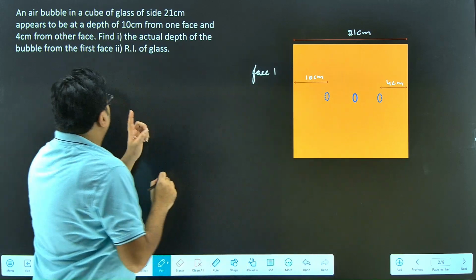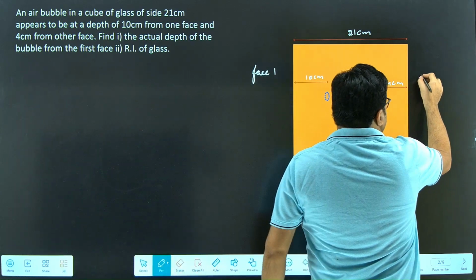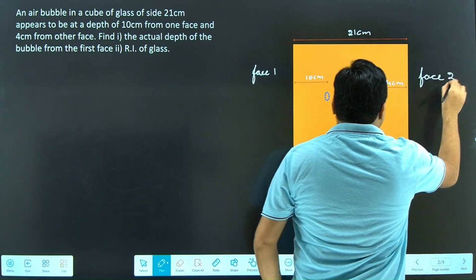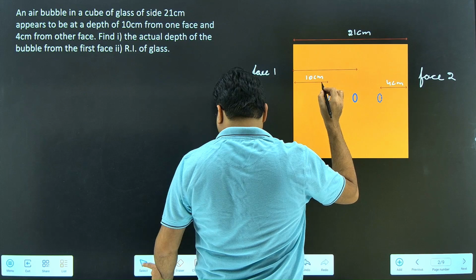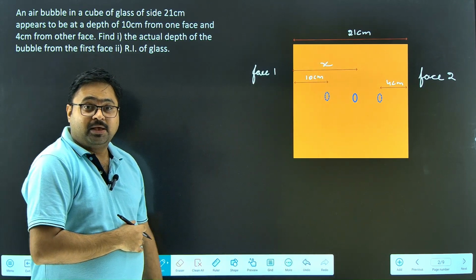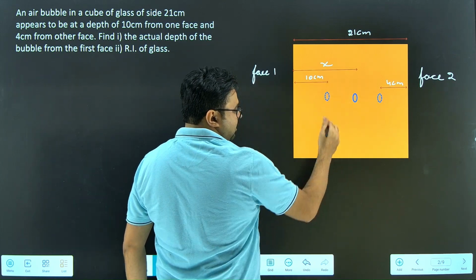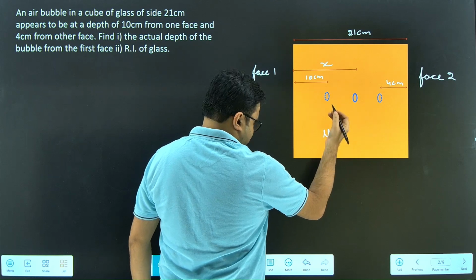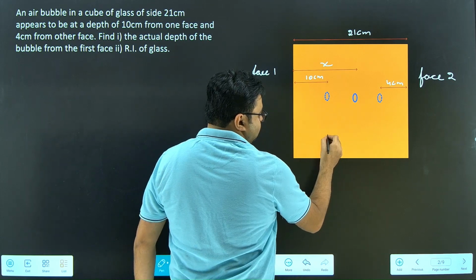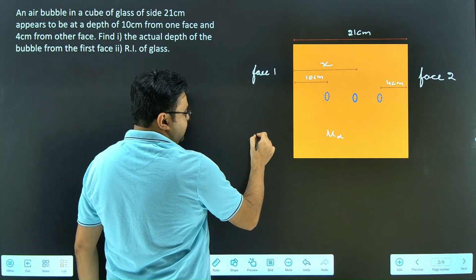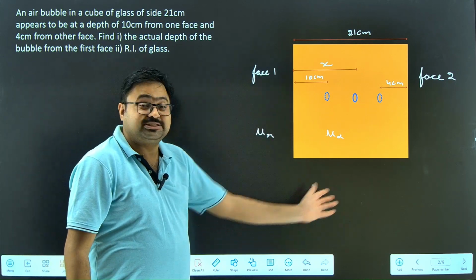My question is, what is the actual depth of the bubble from the first face? So this is face 1, and this is face 2, and we need to find the actual depth of the bubble. So let's say that the actual depth of the bubble from the first face is x. Let's assume that the refractive index of this material is mu 1 and this is mu 2. Or maybe I'll just call it mu d, the refractive index of the denser medium, and mu r, the rarer medium's refractive index, which is the surrounding medium.